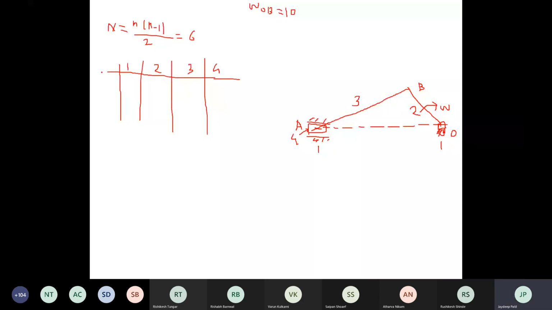Quickly, what will come in the first column? I 1 2, correct. Second, I 1 3. Then I 1 4. Similarly I 2 3, then I 2 4. And the last one is I 3 4. Correct. You will get the same table here. Okay. Understand?